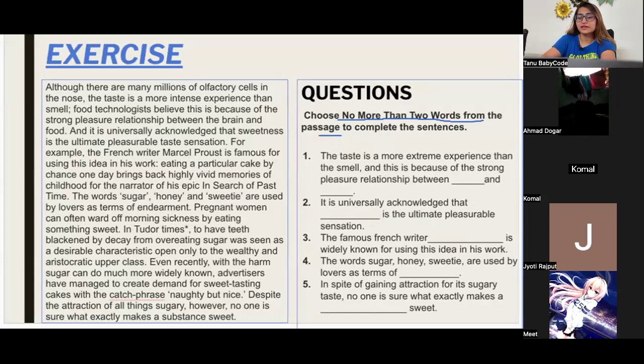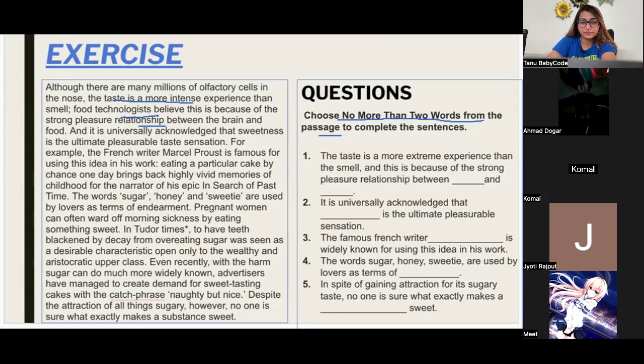Okay, everyone, let's discuss the answer. The very first question says the taste is more extreme experience than the smell, and this is because of the strong pleasure relationship between dash and dash. Now, here you will get this statement: the relationship between the brain and food, right? First answer.